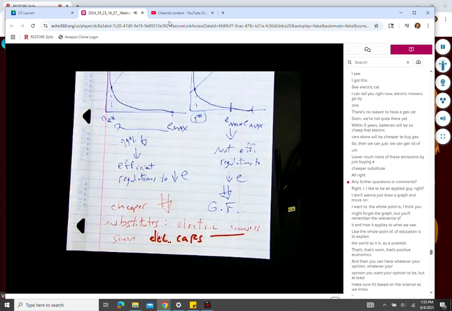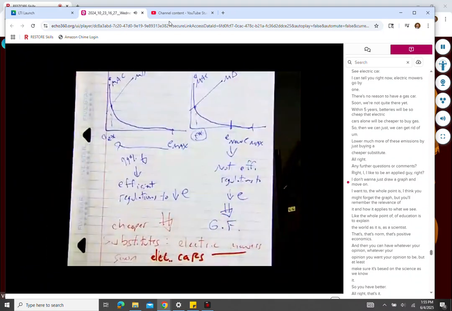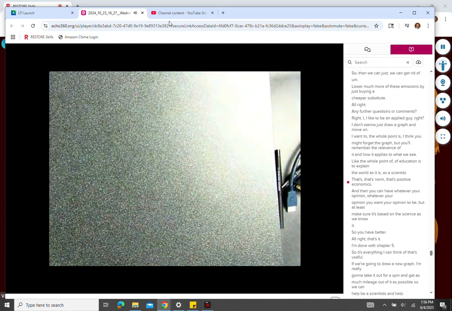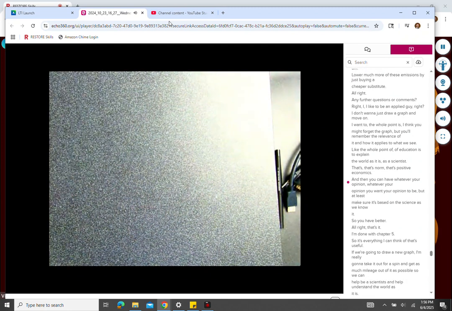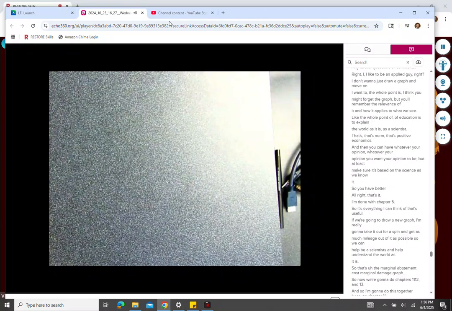All right, any further questions, comments? Right, I like to be an applied guy, right? I don't want to just draw a graph and move on. The whole point is, I think you might forget the graph, but you'll remember the relevance of it, how it applies to what we see. The whole point of education is to explain the world as it is. As a scientist, that's positive economics, as opposed to normative, and then you can have whatever opinion you want, but at least make sure it's based on the science as we know it, so you can have better opinions.